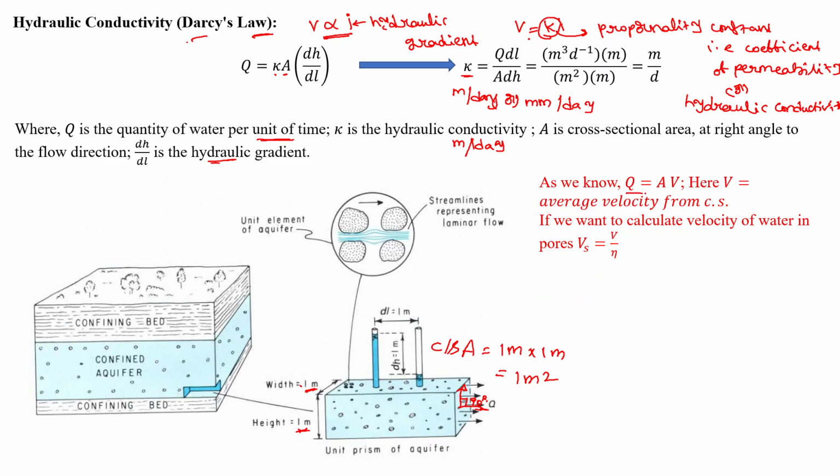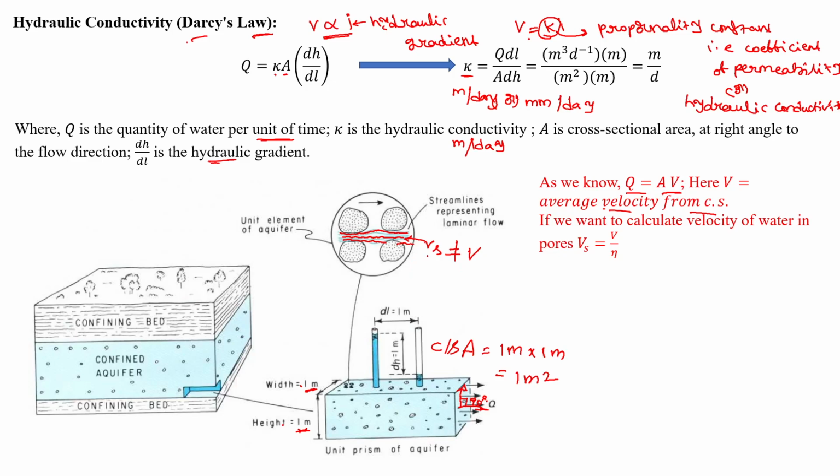As we know, Q equals AV. This relation we know from fluid mechanics. But here V is the average velocity over the whole cross-section, which is 1 meter by 1 meter. If we look more closely in a soil sample, the water will flow in the form of streamlines. The velocity inside the pores will be much different from this V, not equal to the capital V, which is the average velocity.